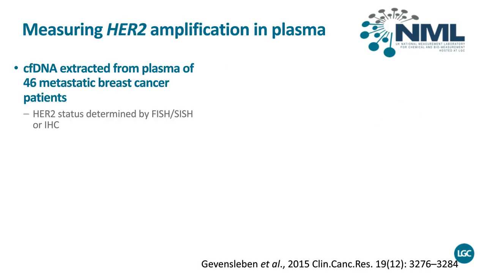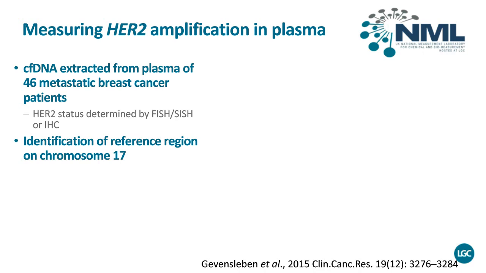Recently, after we published this back in 2015, the Institute of Cancer Research also published HER2 amplification in plasma, where they were looking at 46 metastatic breast cancer patients. So again, these have been determined by SISH, which is silver in situ hybridization, or immunohistochemistry. They also did a large amount of work in trying to establish a really good reference region in chromosome 17, and they looked at a cohort of patients with HER2 amplified or non-amplified to identify an optimal chromosome copy number reference region, which is called EFTUD2.